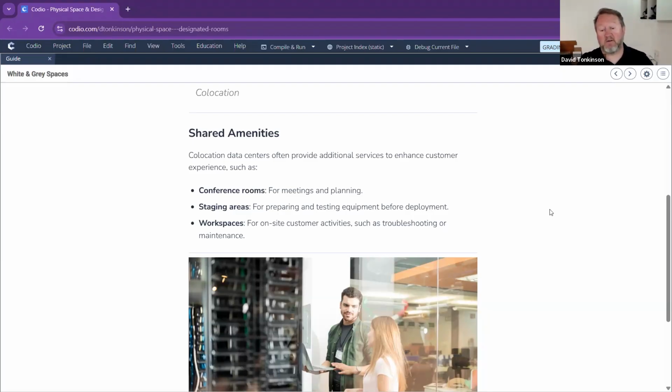And we have staging areas. That's where we prepare and test equipment before deploying it. So there will normally be a room with a big table that you gain access to. You can bring your HP server in, stick it on the desk, plug it into an internet connection that's provided and some power. You can configure it, play with it, make sure it's all good. And then you can hand it to a NOC engineer and do remote hands.